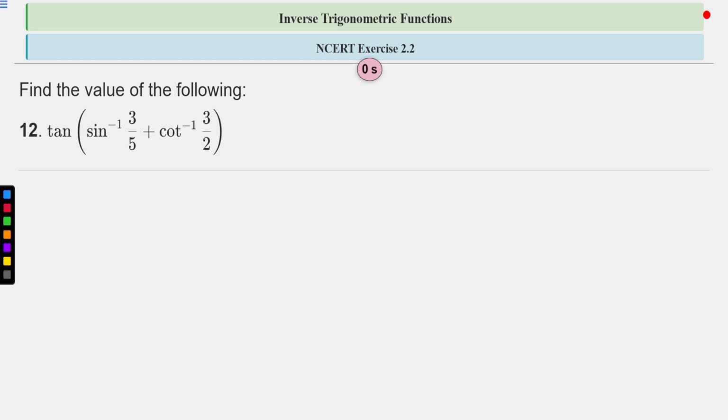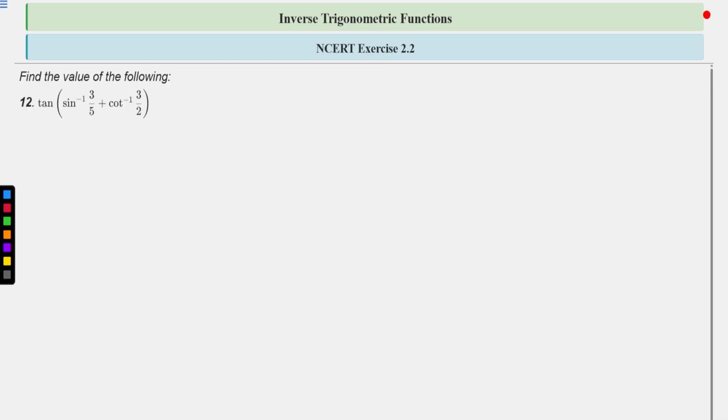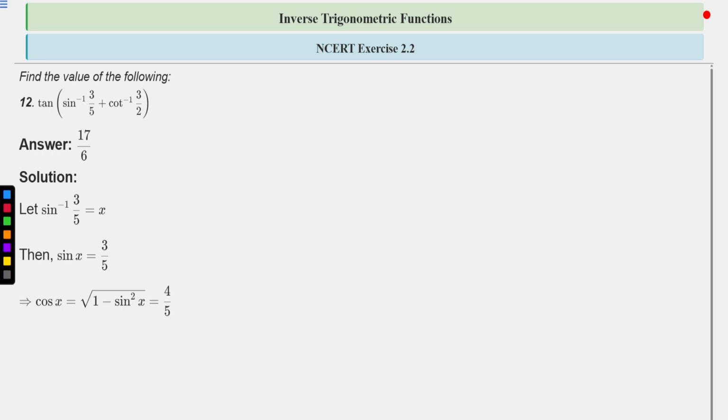Okay, so let's discuss this solution. We basically have to find the value of tan of sine inverse 3 by 5 plus cot inverse 3 by 2, right? So the correct answer will be 17 by 6. Let us see how. Let sine inverse 3 by 5 be equal to x, right? Therefore, sin x will be equal to 3 by 5. Clear? So cos x will be equal to root over 1 minus sin square x, which will be equal to 4 by 5, right?